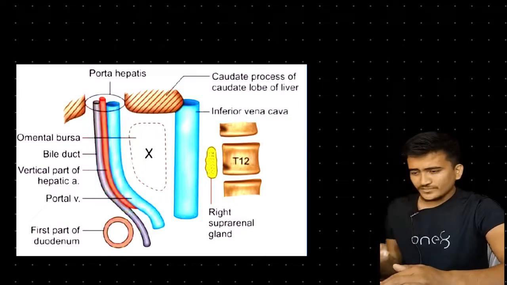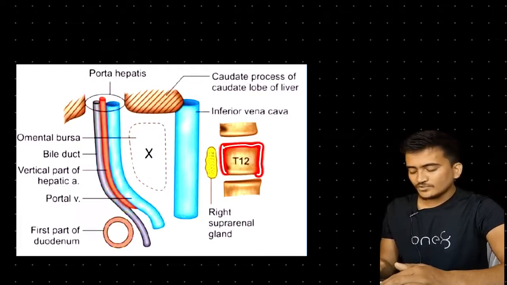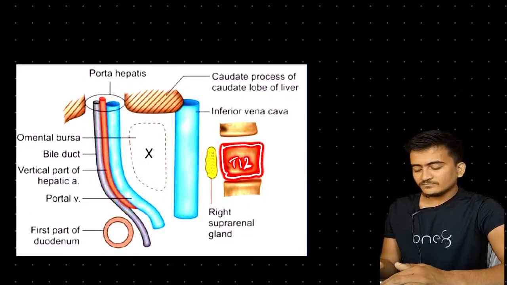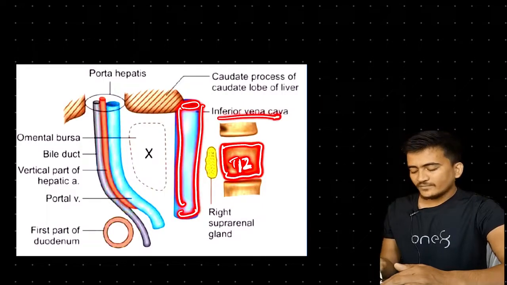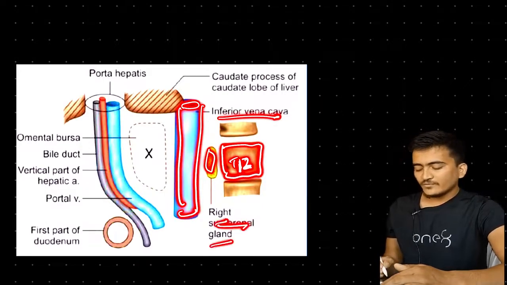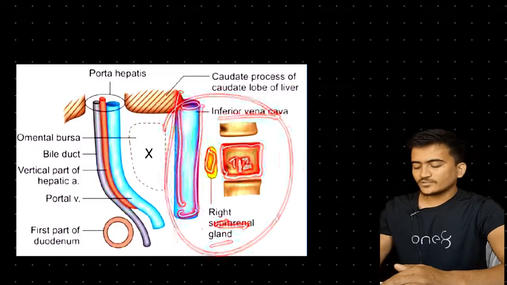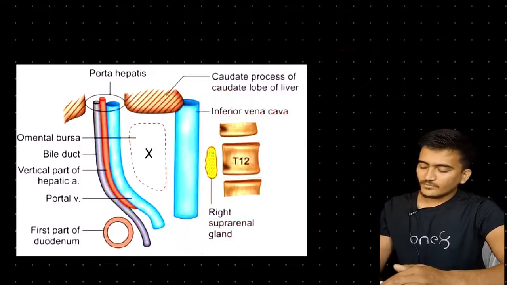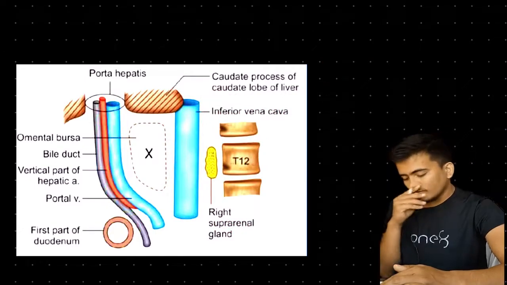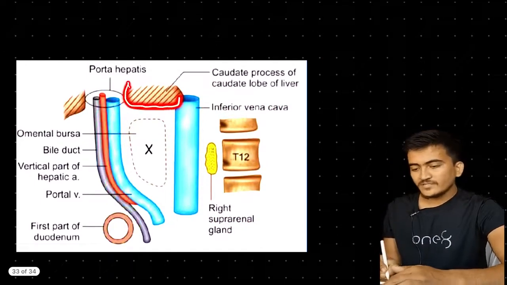Now what about the posterior border? Talking about the posterior border, we said that the T-tubal vertebra will make that posterior boundary. Along with it, we have the inferior vena cava and the right suprarenal gland. These structures are the posterior boundary. Okay, now moving further, we have the superior boundary.